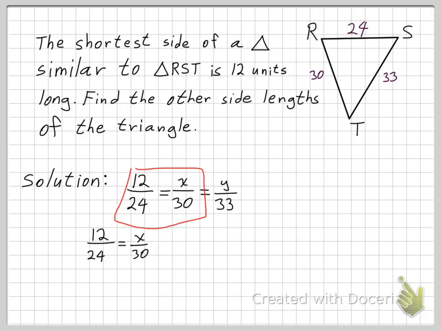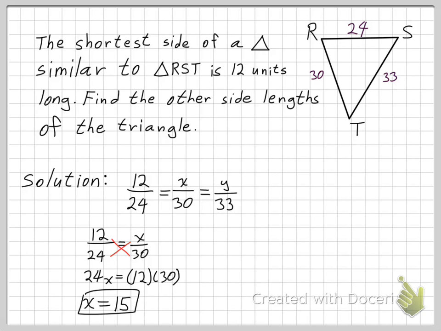So I'm just going to use these two ratios for now. And then we can solve this by cross-multiplying and get that 24x is equal to 12 times 30. And then just performing the mathematics, we get x equals 15. And then to find out what y is, we can basically just use this and that.